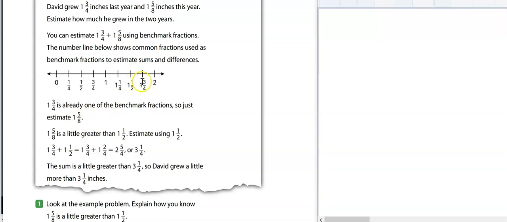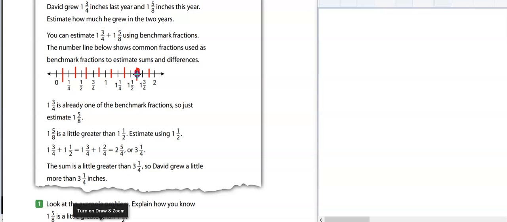Now, in order for us to do so, I see that my number line is broken up into fourths. So what I will do is break it up into eighths. Let me do that now. I've broken my number line up into eighths, so now I can see where 1 5/8 is. We have our one whole number, and we're going to count to 5: 1, 2, 3, 4, 5. So 1 5/8 is right here.